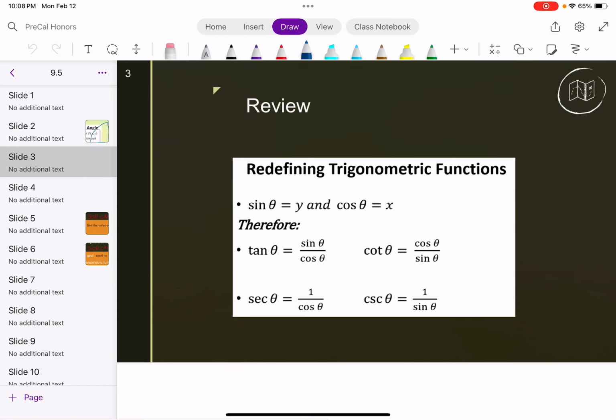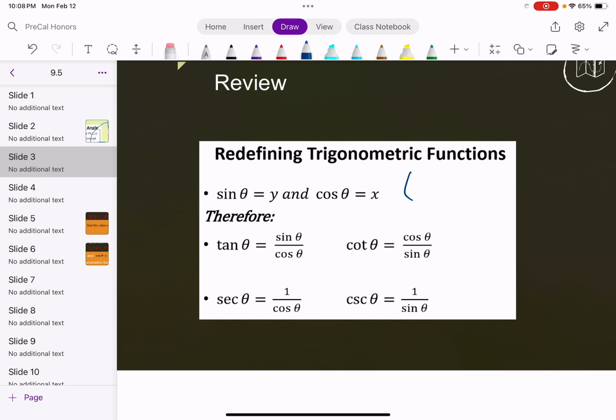In slide 3, we're going to start taking a look at some of the other trig functions that we have to keep in mind when working with any of these problems. The first thing to keep in mind is that our cosine of theta is equal to x, and our sine of theta is equal to y. So every time that we take a look at a point x and y, we are really looking at cosine and sine.